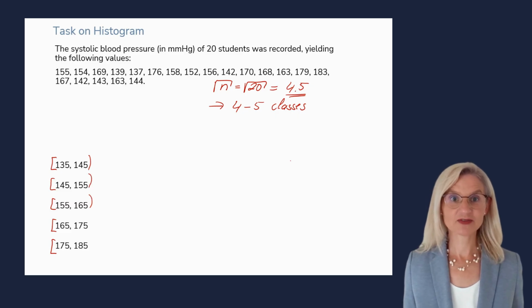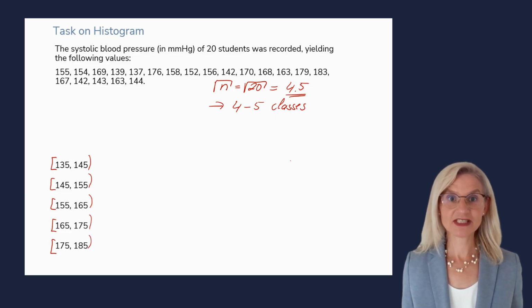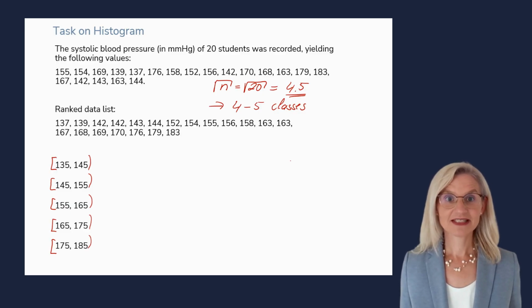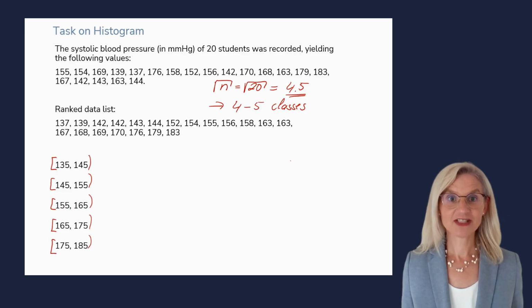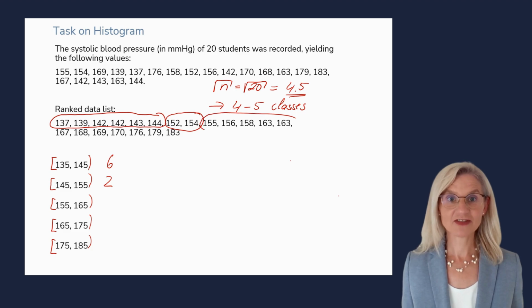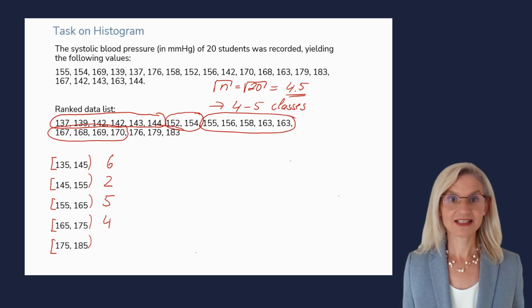Now we can assign each observation to its class. Using the ordered list of values, we can directly determine the absolute frequencies. Class 135, 145, 6 values. Class 145, 155, 2 values. Class 155, 165, 5 values. Class 165, 175, 4 values. Class 175, 185, 3 values.